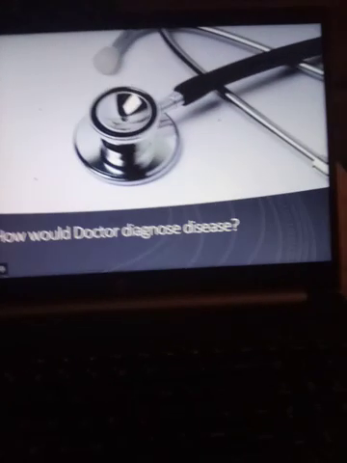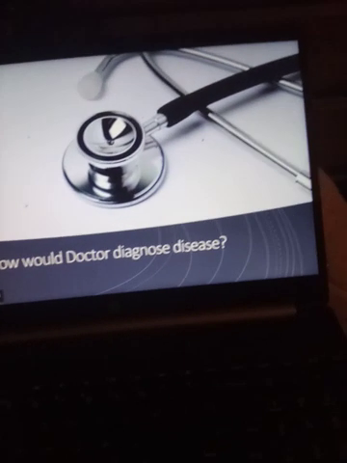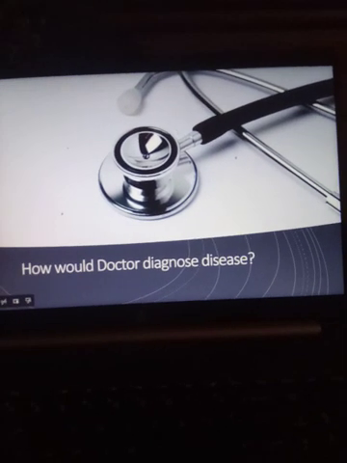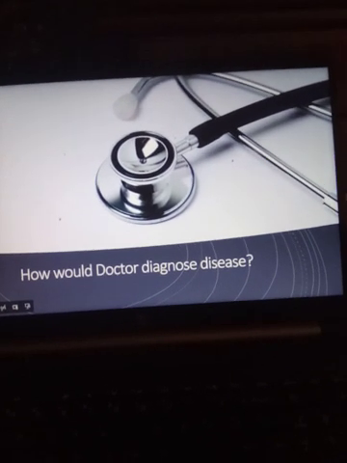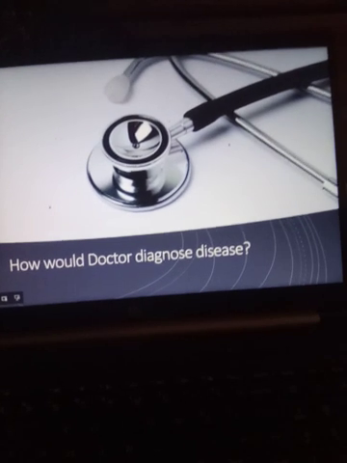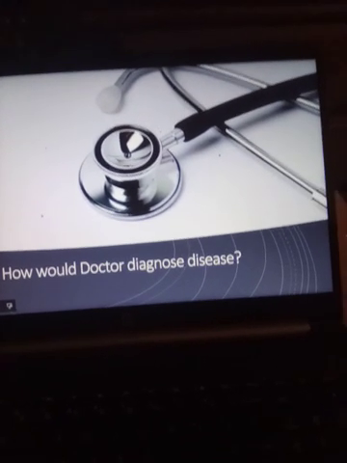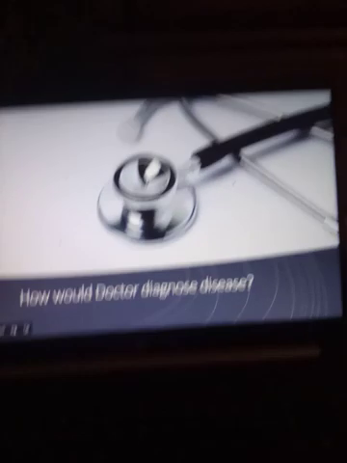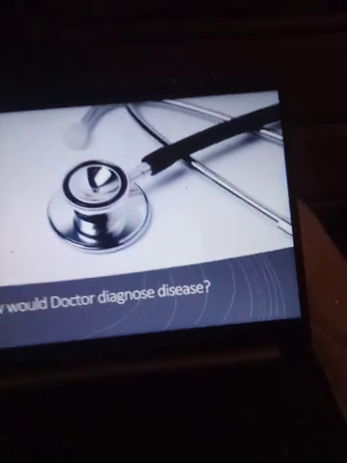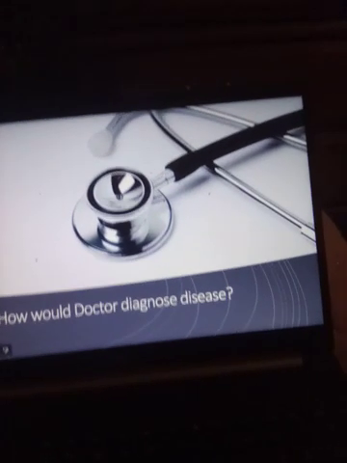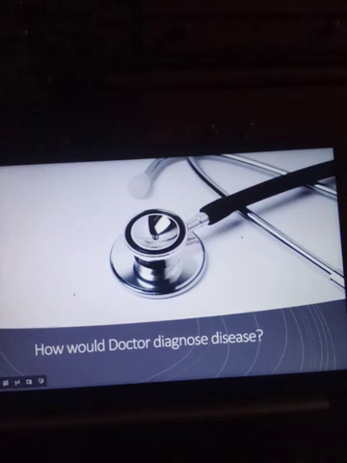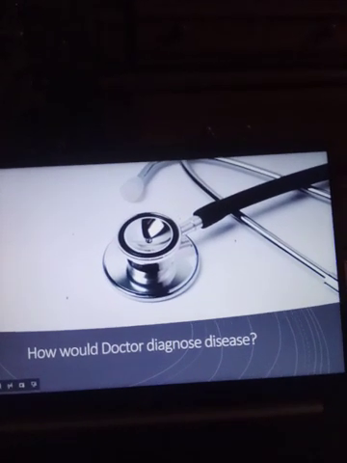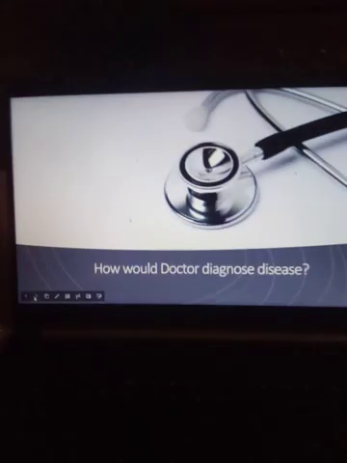How would the doctor diagnose the disease? Your doctor will ask about your medical history and examine your skin, possibly with a special lamp. You'll probably go to a dermatologist. Your evaluation might also include a skin biopsy, where they will take a sample of your skin. The tests the doctor could run would be an antinuclear antibody test, which is an ANA, a CBC or complete blood count, or a skin biopsy.